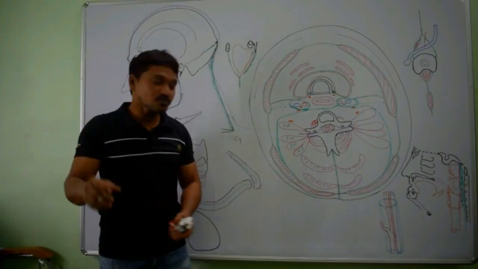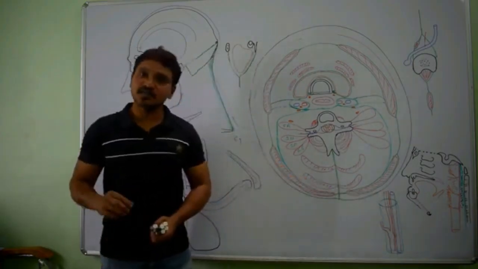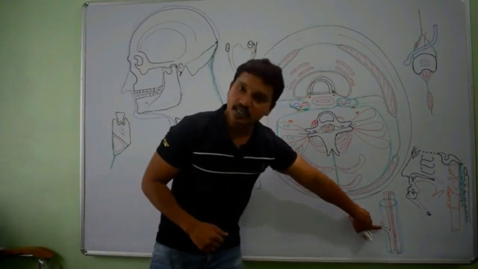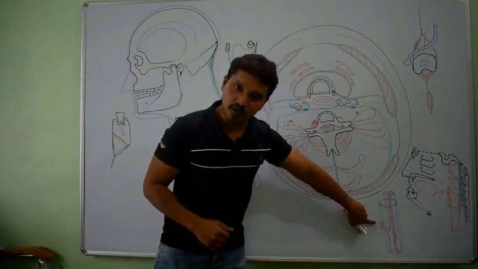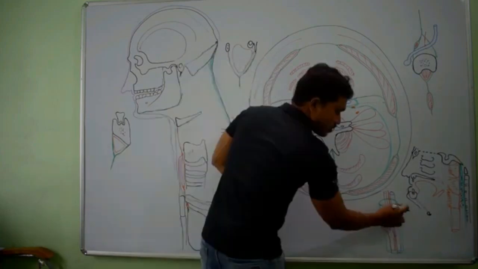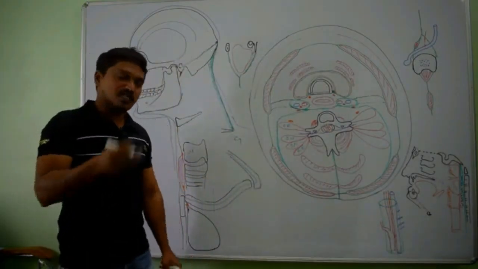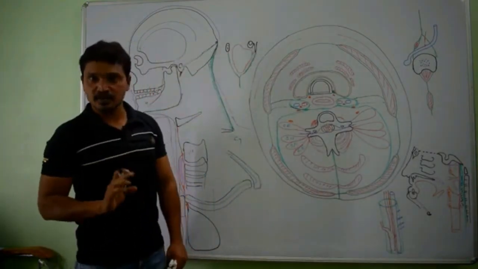What are the structures which are piercing the carotid sheath? Actually, some structures are piercing the carotid sheath. One structure we know, the external carotid artery, has pierced and come out. Then, the tributaries of the internal jugular vein. The tributaries of the internal jugular vein pierce the carotid sheath and open into the internal jugular vein, right?